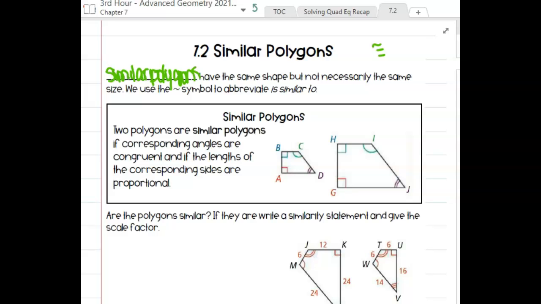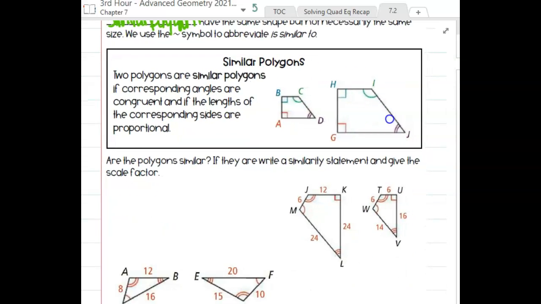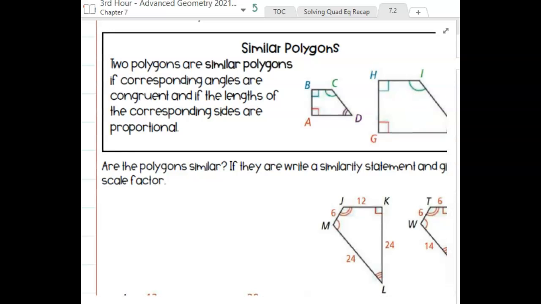So we have a new symbol, and it's just this squiggly. Okay, so no equal sign, it's just this squiggly. Now, if we know that polygons are similar, there's two really important properties that we're going to work with today. The first thing that we know about similar polygons is that their corresponding angles are congruent. So just like congruent figures, if angle A is congruent to angle G, B, it works the same for similar polygons. Although one figure is probably bigger than the other, the angle measures are the same.